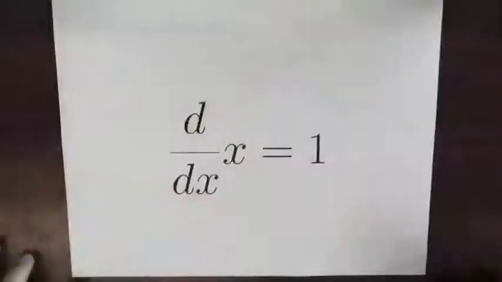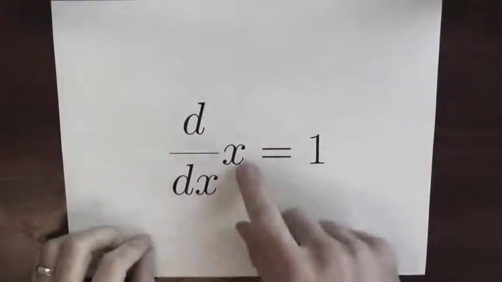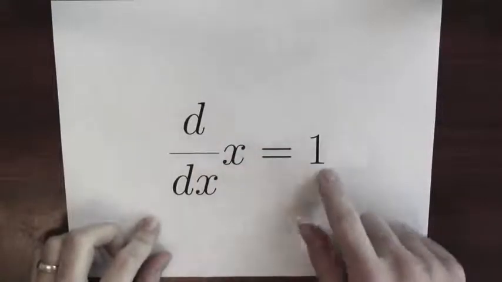Here's the so-called power rule for differentiating x to the n. Nevertheless, here we go. When n equals 1, the derivative of just x to the first power, which is just x, is equal to 1.